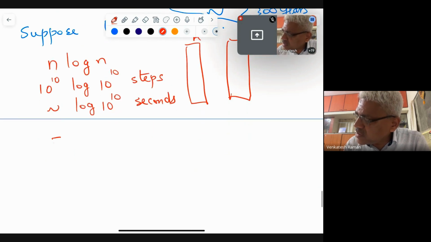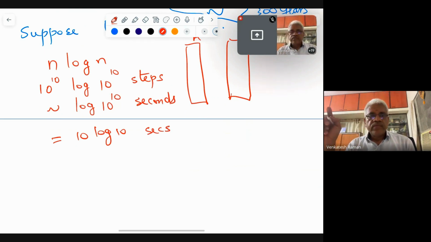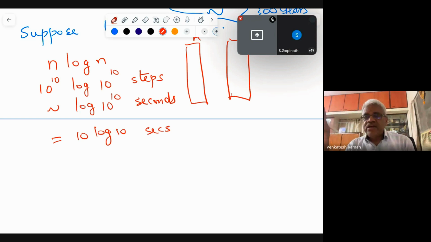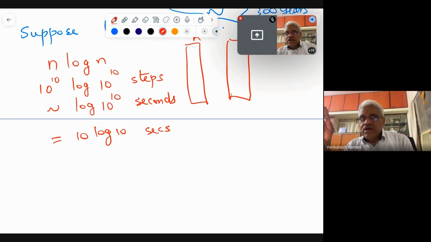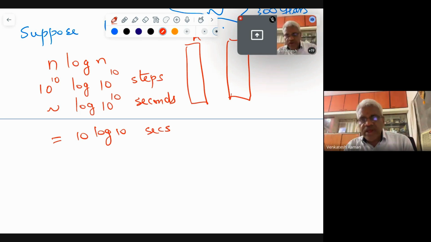This is nothing but 10 log 10 seconds. And what is log 10? Remember, log is to the base 2. So what is log 10? Just about 3. 2 cubed is 8, 2 power 4 is 16. It's something between 3 and 4.